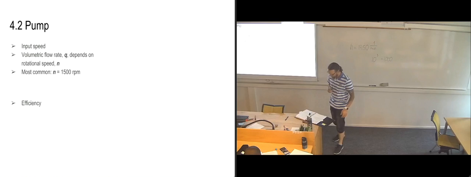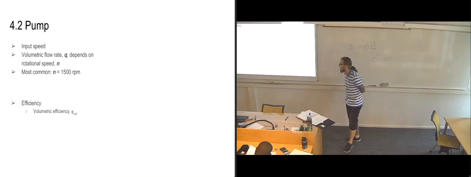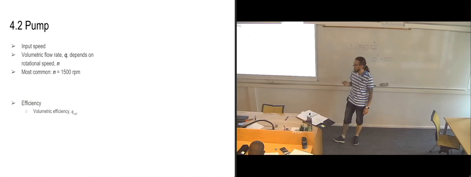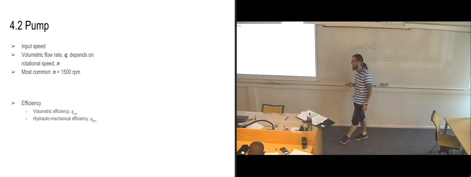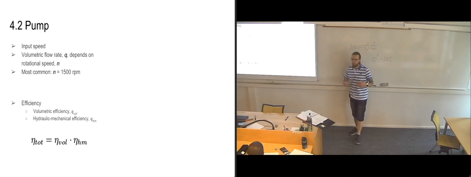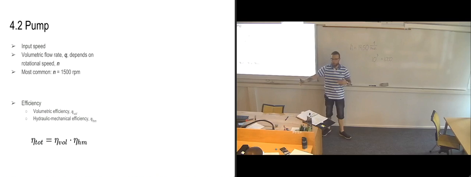We'll look a bit at efficiency. So we have several kinds of efficiencies to look at. I think Runal has talked a bit about efficiencies with you. So we have the volumetric efficiency, and we have hydraulic mechanical efficiency. And if we combine those, we will get a total efficiency. So the volumetric efficiency is basically just the efficiency of the pump. How much can it deliver? Is it actually delivering what it's theoretically supposed to deliver?